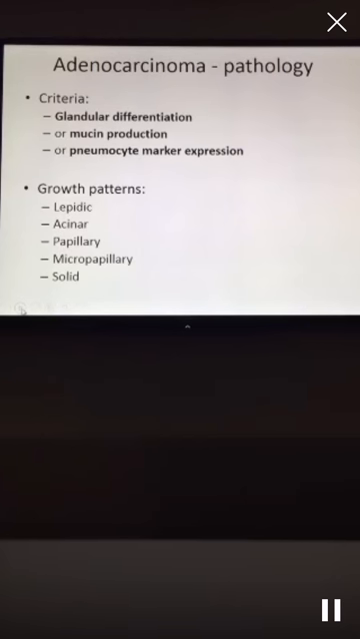Now, the growth patterns, everybody knows, and I'm not going to spend too much time on this, but adenocarcinomas can grow in many different patterns. It doesn't mean that these are specific types of adenocarcinoma. So it doesn't mean that lipidic adenocarcinoma is a different animal than acinar. In fact, many different patterns are frequently present in the same tumor. As those of you who have signed out with me and have done resection specimens know, in the same tumor, you can have acinar pattern, lipidic pattern, micropapillary, papillary. So these are just growth patterns that adenocarcinomas have. And there is some prognostic significance to them, but we're not going to go into that.